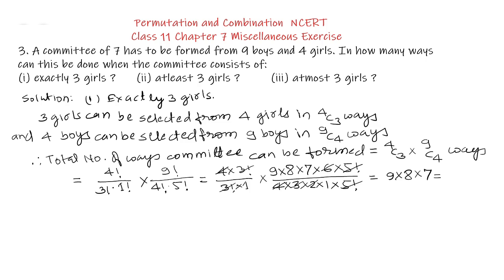This is equal to 72 multiplied by 7. 7 times 2 is 14. We write 4 and carry 1. 7 times 7 is 49 plus 1 is 50. This is 504 committees can be formed. So this is the answer of the part 1 of the question, that 504 committees can be formed in which there will be exactly 3 girls and 4 boys.